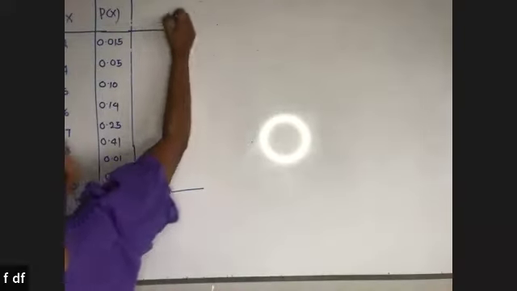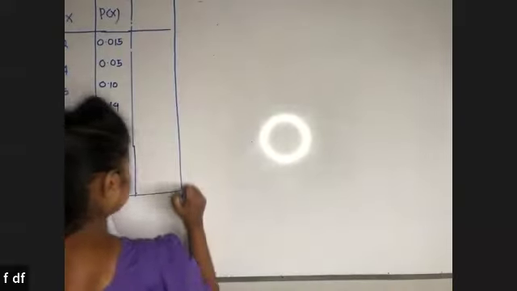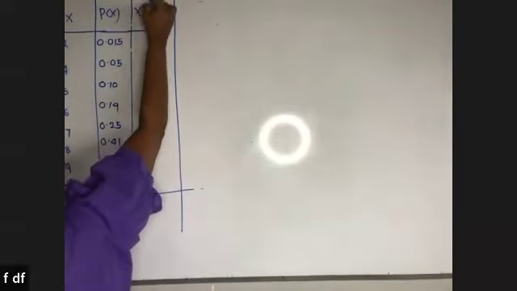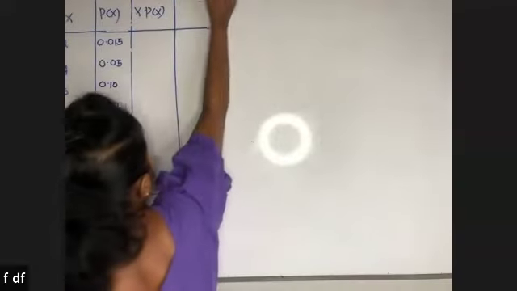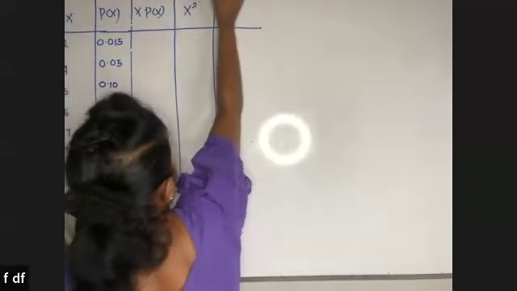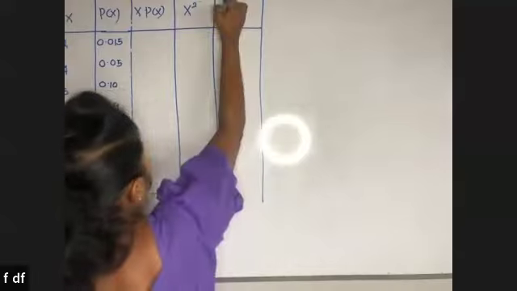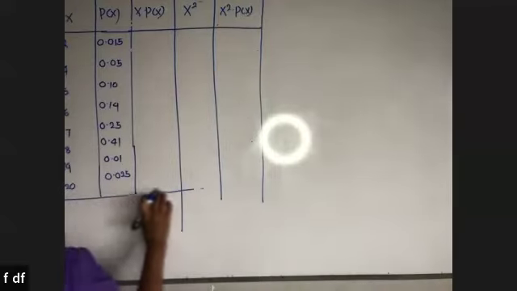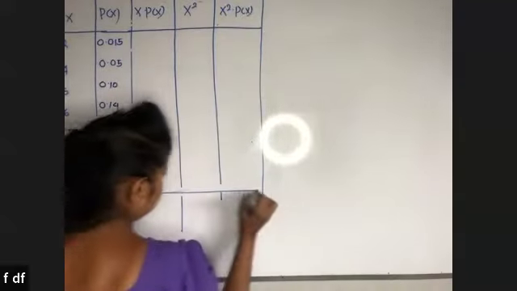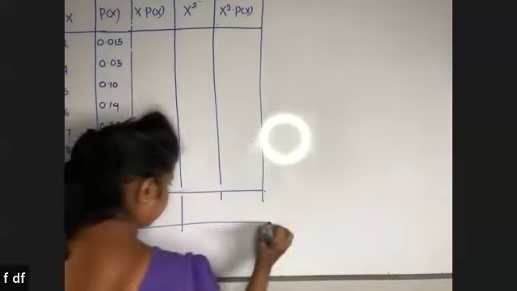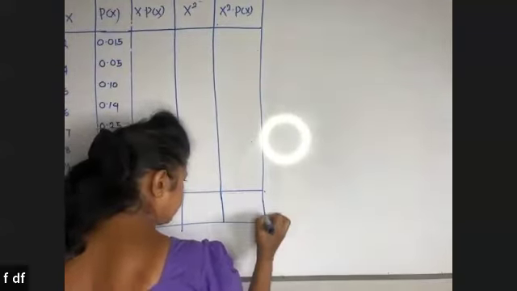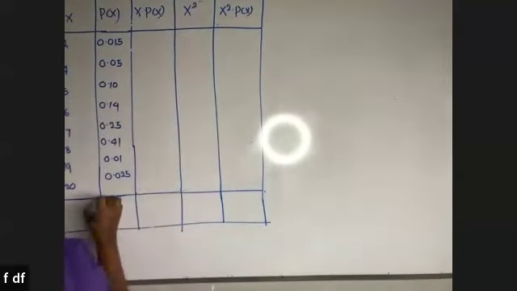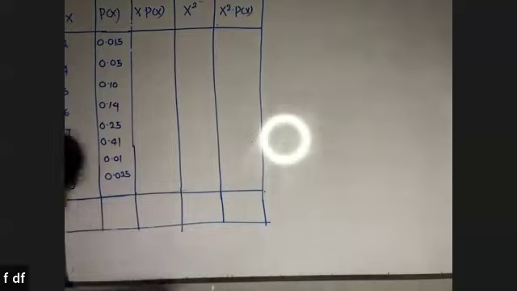So what are the columns needed? X into P(x), multiplying them together, and then squaring the random variable, x square into P(x). Now these are the columns needed to calculate the expected value, variance, and standard deviation.